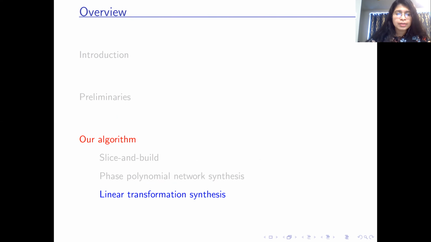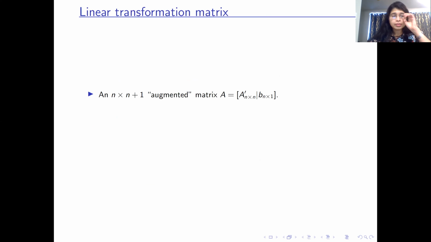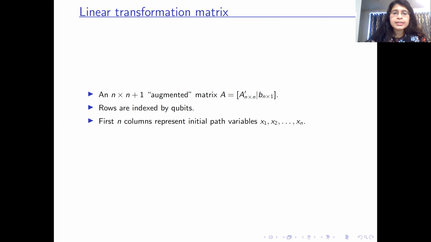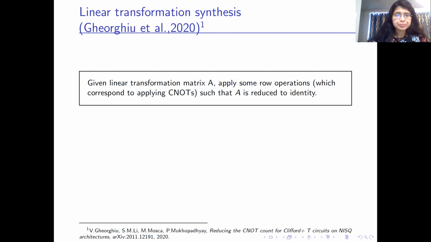So now let us look at a linear transformation synthesis algorithm. A linear transformation matrix is an n cross n plus 1 augmented matrix. The rows are indexed by qubits. The first n columns represent initial path variables x1 to xn. The last column indicates bit flips.